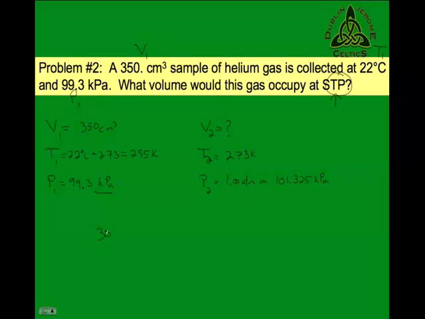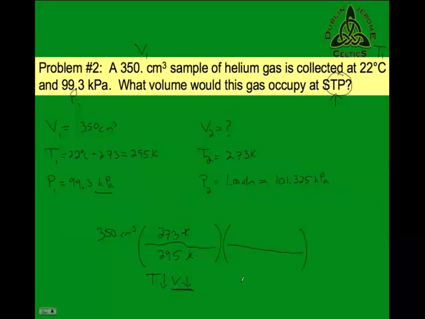Well, if I have 350 cubic centimeters, let's take it ratio by ratio. How is the temperature going to affect it? How's the pressure going to affect it? The temperature, 295 to 273. It looks like it's going down. Therefore, the volume also needs to go down. So I need the smaller temperature on top, 273 Kelvin over 295 Kelvin. That number is less than 1. That will make the number smaller. So my volume goes down. Good.